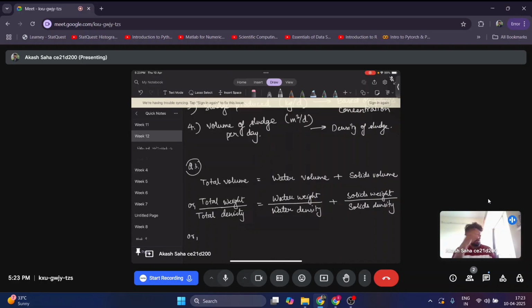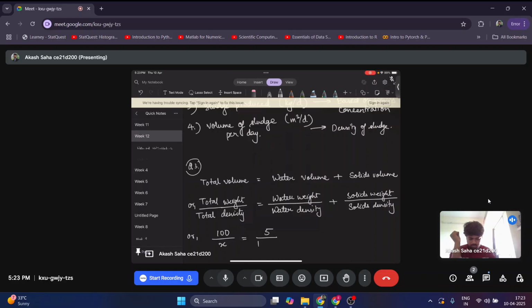Okay. So what is the total weight? Let's assume 100%. So let's assume that the total weight was 100 kg. So we can write 100, right? What is the total density? Density that we have to find out because we want to find out the density of the sludge. So that is the total density. So let it be X. What is the water weight? It said that 5% by weight is the solids. So out of 100 kg weight, we can have 5 kg of water. And what is the water density?